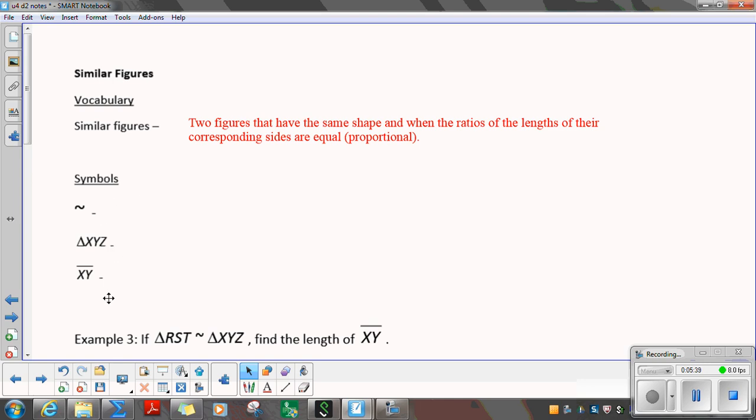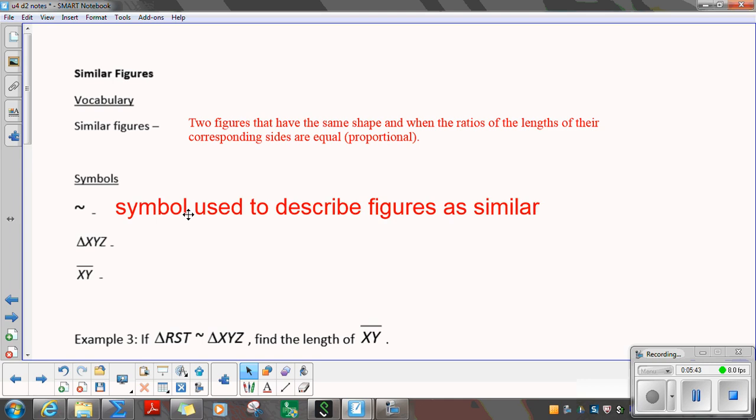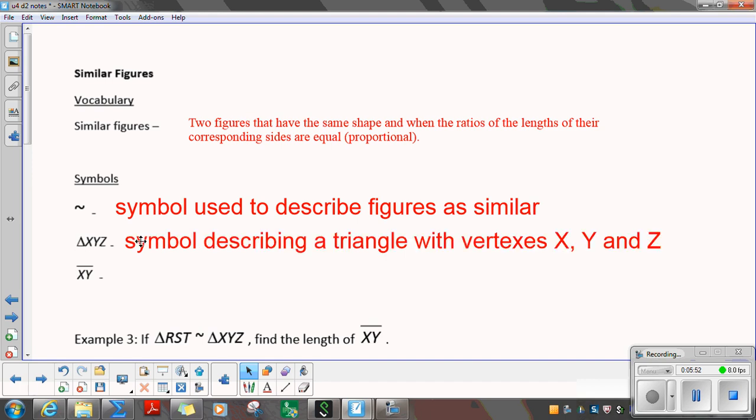Symbols that you're probably going to encounter is this guy, which is a symbol used to describe figures that are similar to each other. Okay? We've got this little triangle symbol, which actually does mean a triangle. So this triangle XYZ is a symbol describing a triangle with the vertices. No, it's supposed to be vertices. I spelled that wrong. Vertices of X, Y, and Z. So those are those three corners.